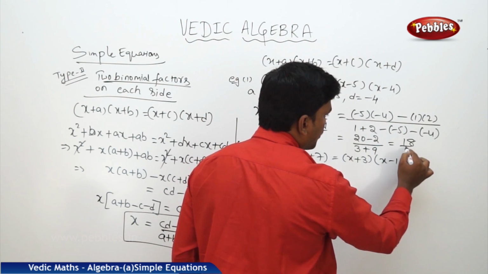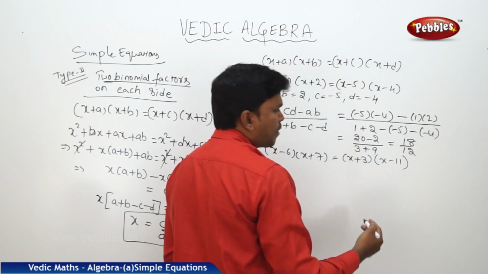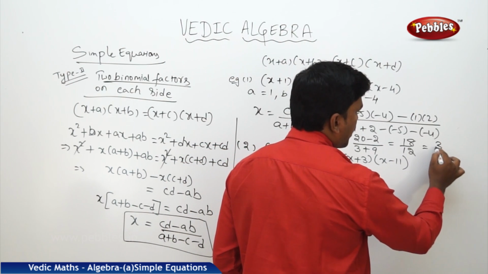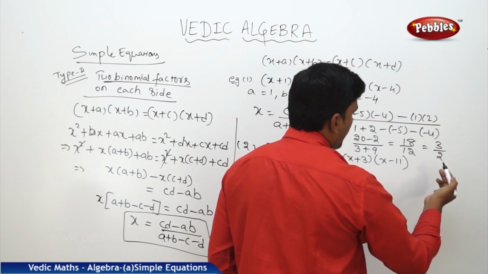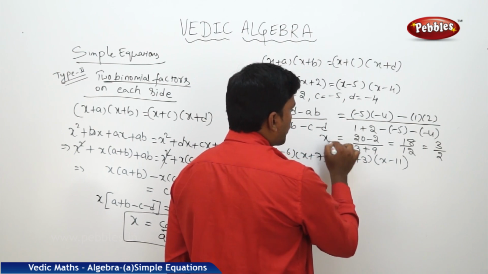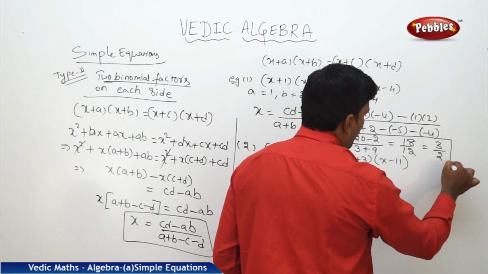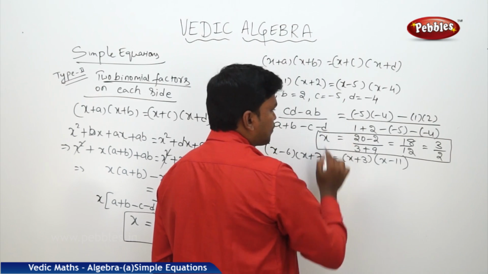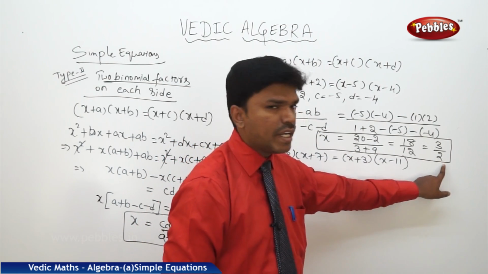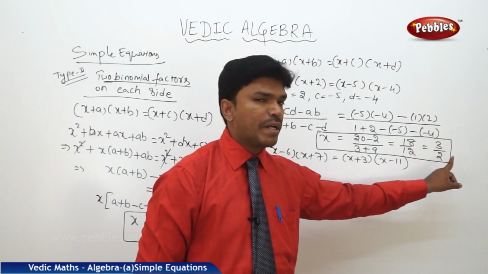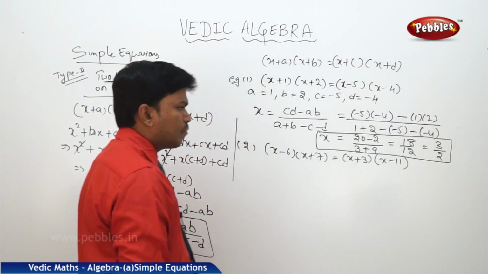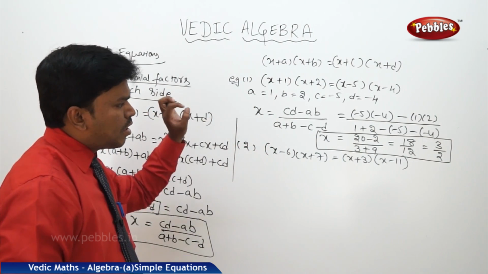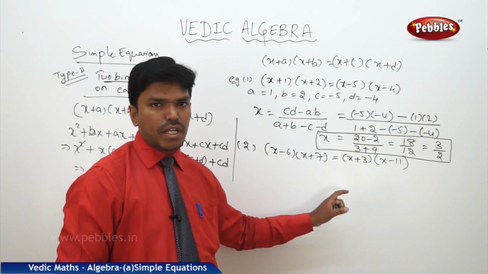So how much we got here? 18 by 12. 6 3s are 18, 6 2s are 12. So finally, what is the value of x I got here? x equal to 3 by 2. Done. Now let us solve another example of the same type.